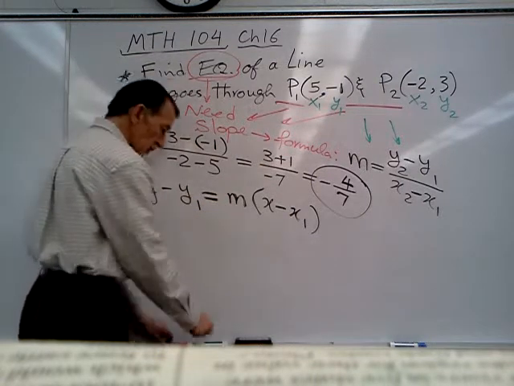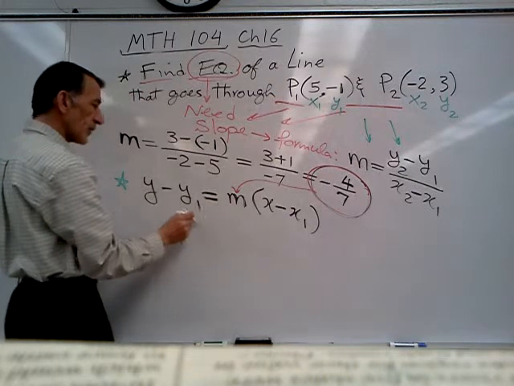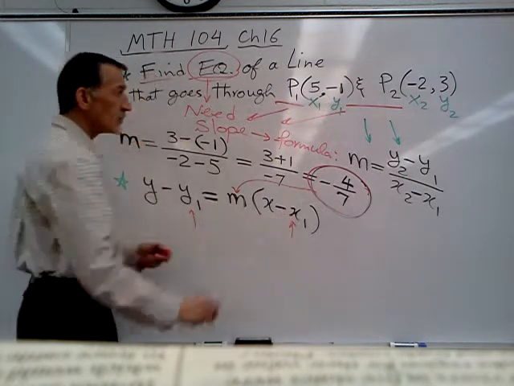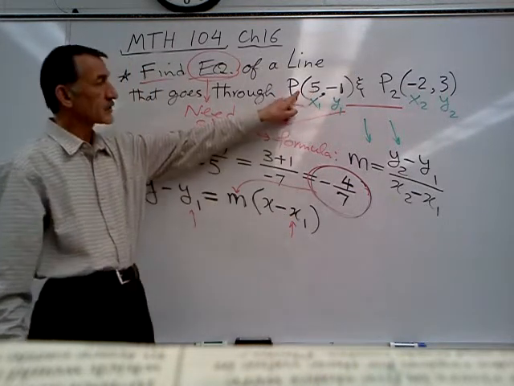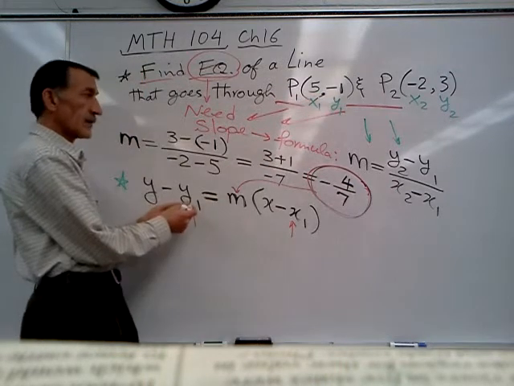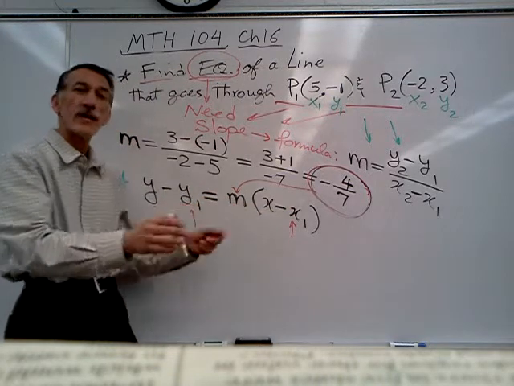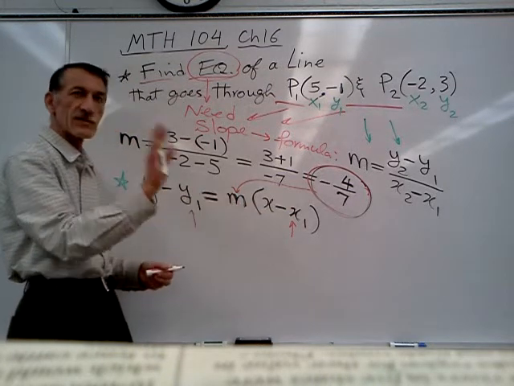So the slope is just found, negative 4 over 7. You plug it in right here. But what about y1 and x1? Well, we do have them too. x1 is 5, y1 is negative 1. You can put negative 1 here and 5 here, put the slope there and work it out, do the algebra, 2 more minutes, you're done.